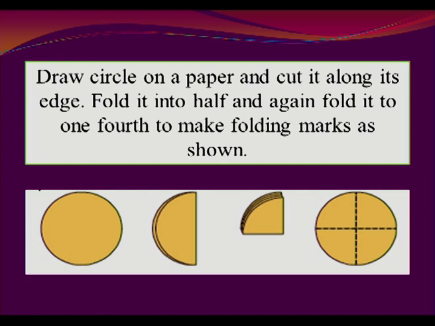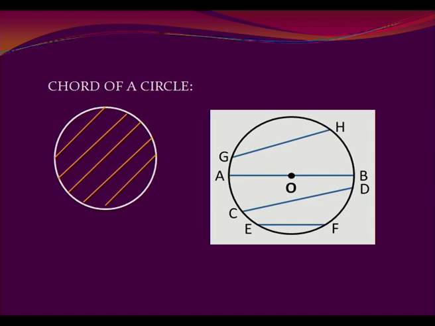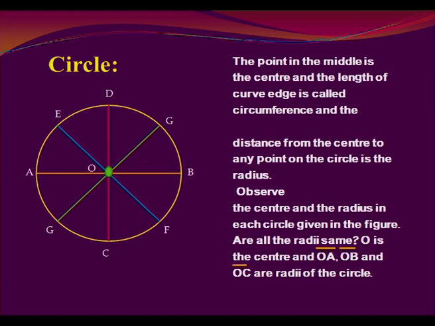Now, you draw the lines. Let us see here. So, draw a circle on a paper and cut it along its edge, fold it into half first and again one more fold. So, you see the quarter folding makes as shown like this. You can draw with a pencil. So, this is called a circle. The point in the middle is the center. Understand, circle. This is the point which is in the middle, that is called the center of the circle.